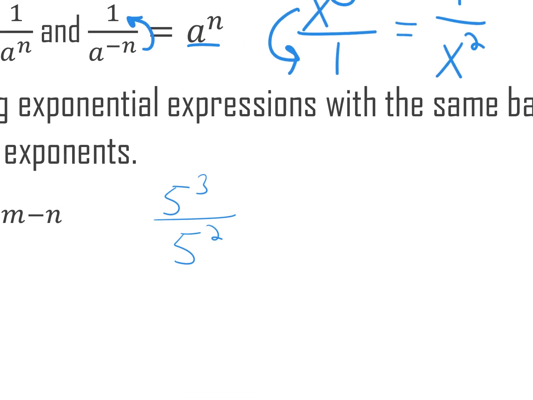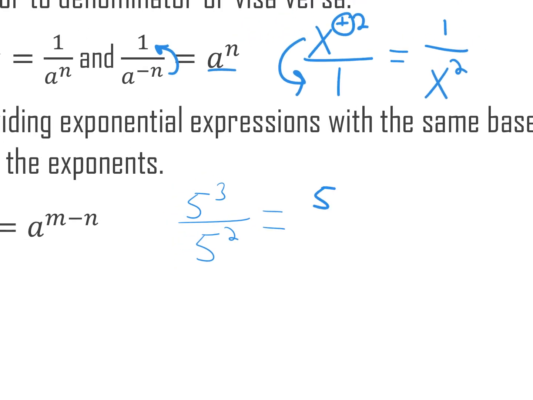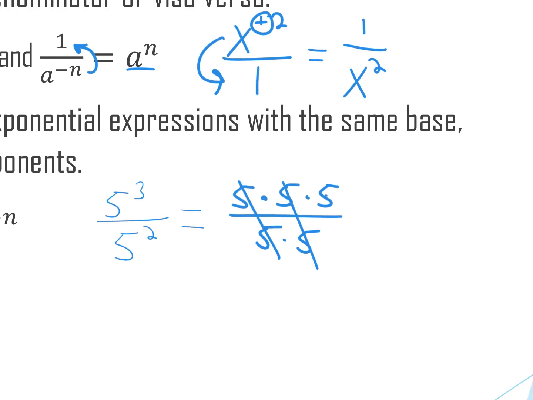The reason this works is because we know that 5 to the third is the same as what? 5 times 5 times 5, right? And how can you write 5 to the power of 2? Just 5 times 5, right? How many 5s do they share in common, the top and the bottom? 2, right? So you can cross out one set of factors, 2 sets of factors, and you're only left with one 5 on top. That's why it works. You're not going to show it like that every time. Just wanted to show you where it comes from.